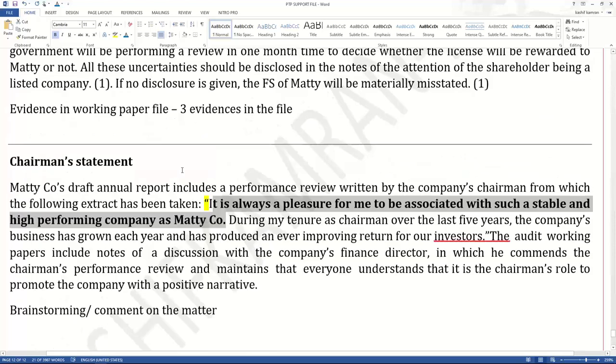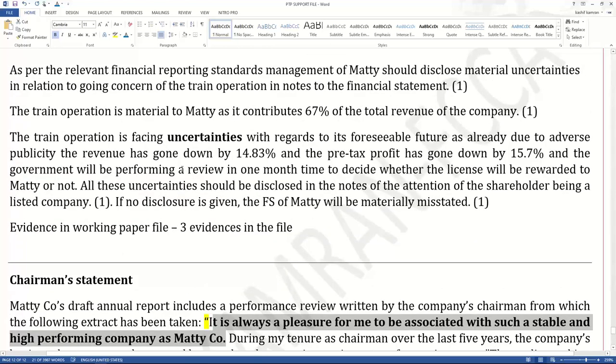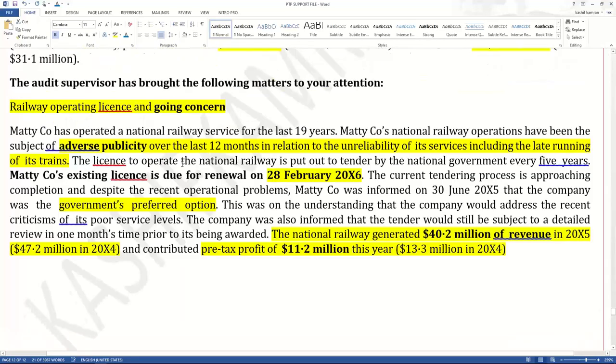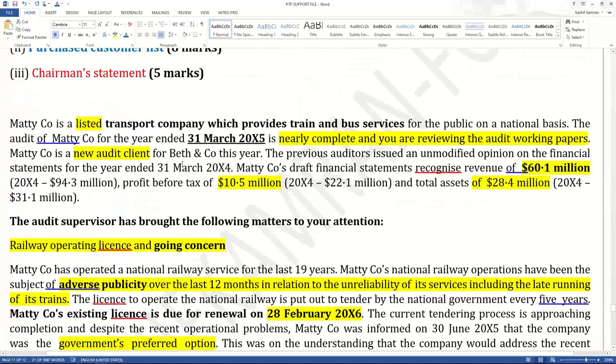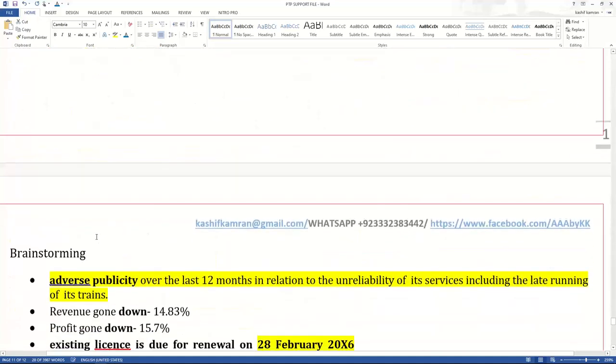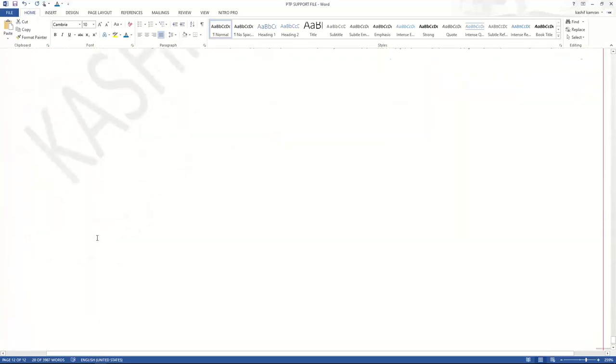It's a very contradictory statement because we've already seen the revenue going down and the profit going down of the train business, right? But even if you look at the revenue of the company, the overall revenue has fallen from 94.3 million to 60.1 million. The profit has fallen from 22.1 million to 10.5 million. So is it a very stable business? Is the statement of the chairman contradictory? Is he trying to conceal something from the shareholders?